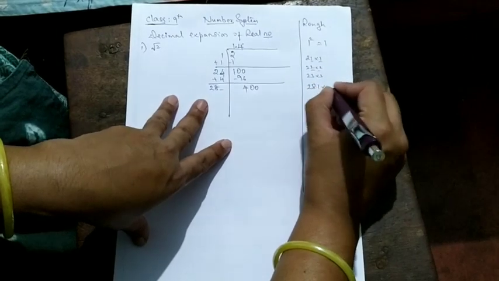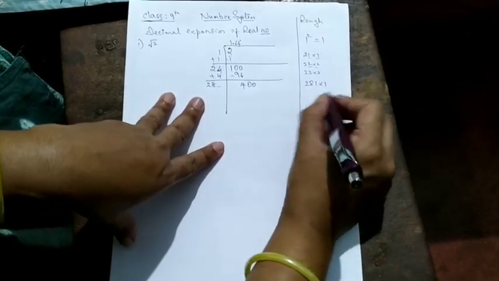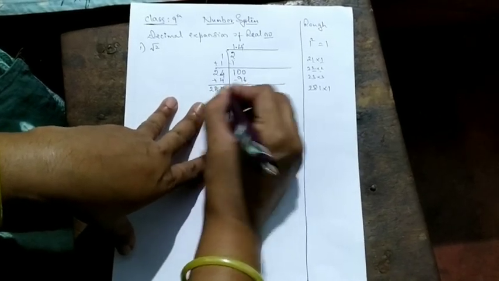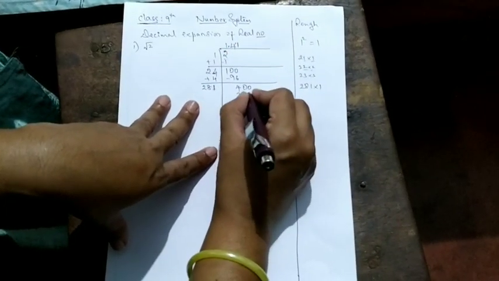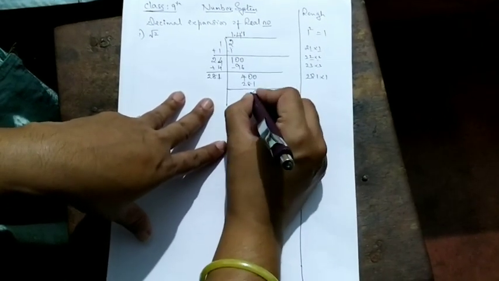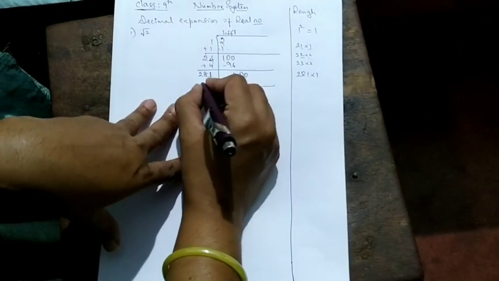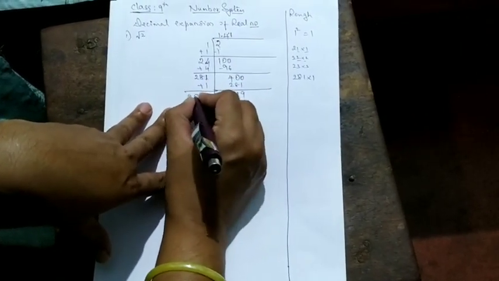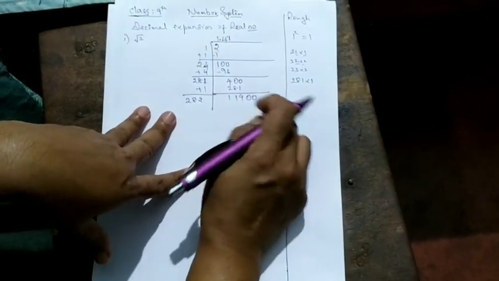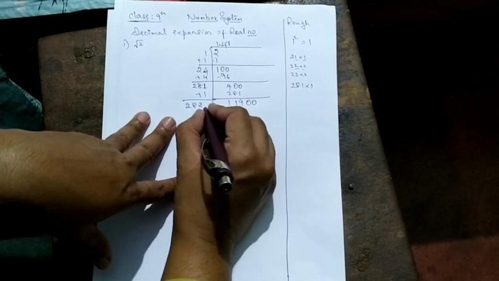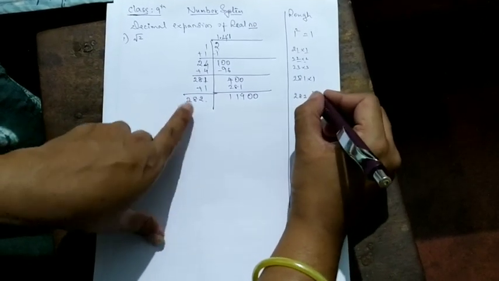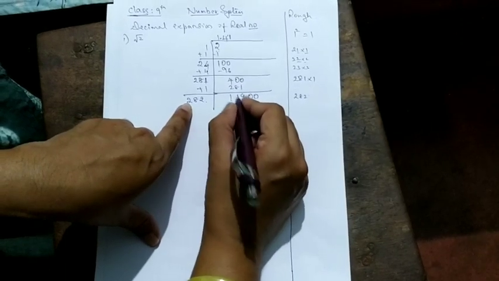So 281 ones are 281, and 282 twos are 500 and something. Let me add this, it has become 282. Now let me take another 2 zeros extra because of decimal. 2821 is very less. So nearly 5 or 4.